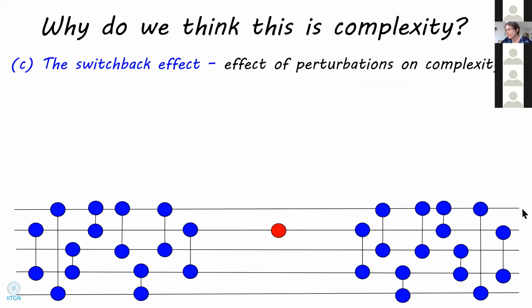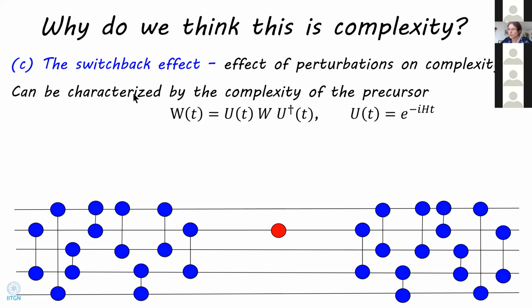And the third evidence, which I think is the most convincing one, is what is known as the switchback effect. So that's the study of the effects of perturbations on complexity. And the point is that if we perturb the system, we can look at an operator which is going to encode the effect of this perturbation, and is basically constructed by running backwards in time at time t, adding a perturbation, and running forward in time at time t.